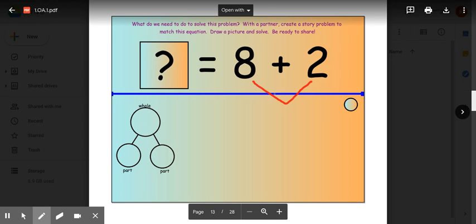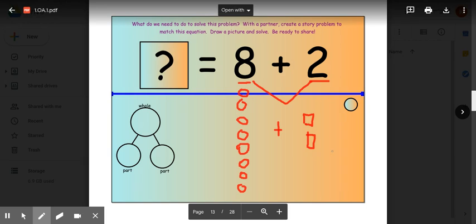All right, my story problem was that Miss Webster has 8 stickers. Mr. Blair has 2 stickers. How many stickers do they have altogether? Miss Webster has 8. 1, 2, 3, 4, 5, 6, 7, 8. Mr. Blair has 2. 1, 2. How many stickers do they have altogether?